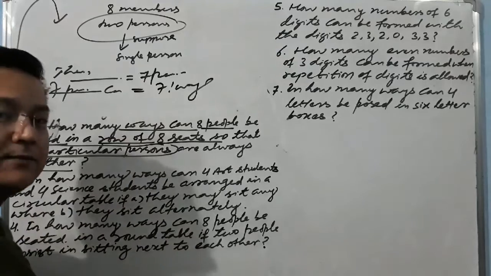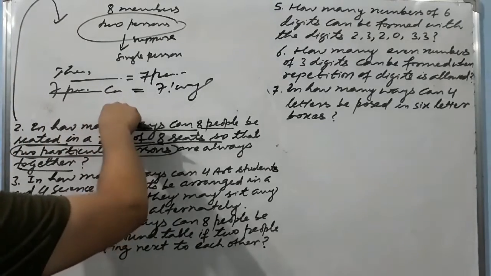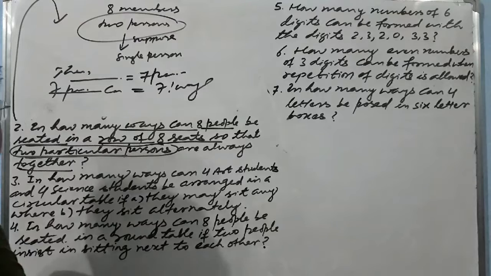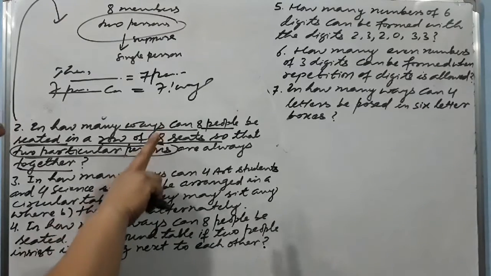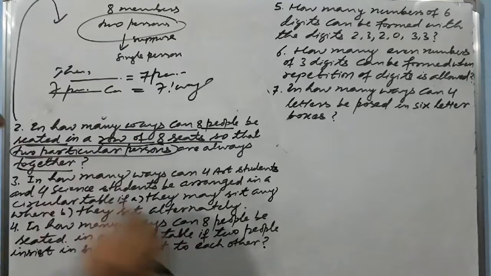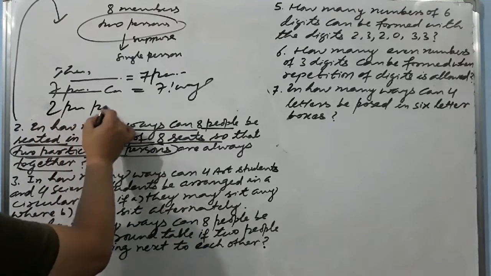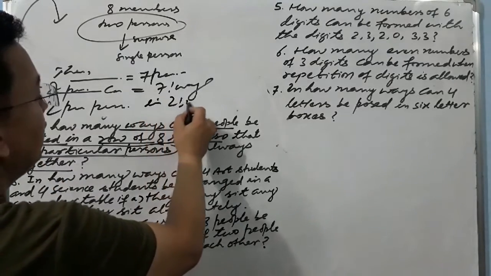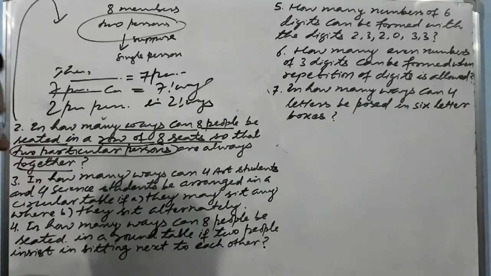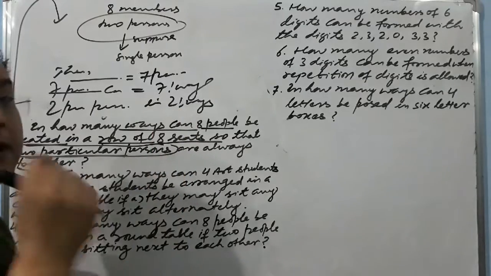In how many ways can they be arranged? 7 people can be arranged in 7 factorial ways, right? But one more thing, the two particular persons can interchange their seats. In how many ways? In 2 factorial ways, all right, because they can interchange their seats. That's your 2 factorial ways.